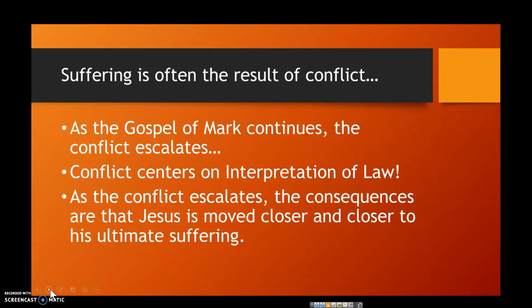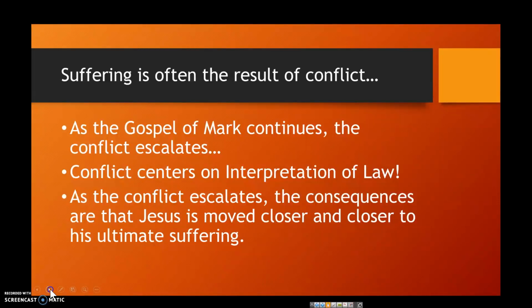We can see that suffering is often the result of conflict, which connects us to another one of our themes. So as the Gospel of Mark continues, the conflict escalates. As we've already determined, conflict centers in the Gospel of Mark on interpretation of the law, and most of the conflicts are between Jesus and the Pharisees. So as the conflict escalates, the consequences are that Jesus is moved closer and closer to his ultimate suffering.